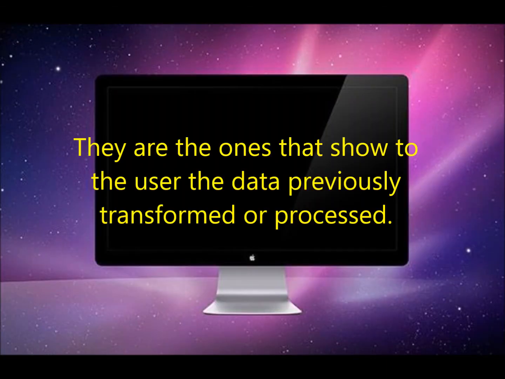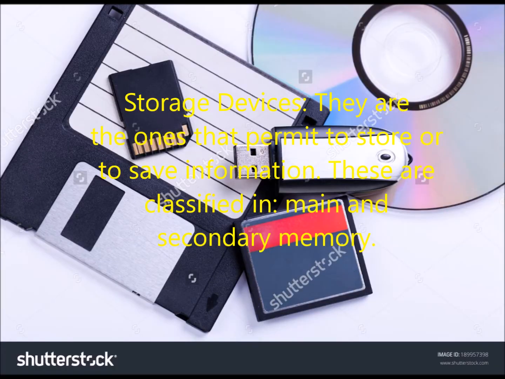Output devices. They are the ones that show to the user the data previously transformed or processed. Storage devices. They are the ones that permit to store or to save information. These are classified in main and secondary memory.